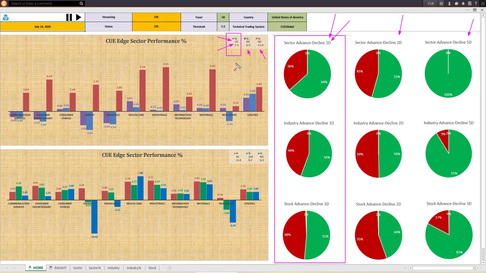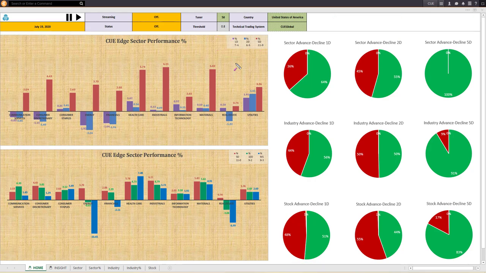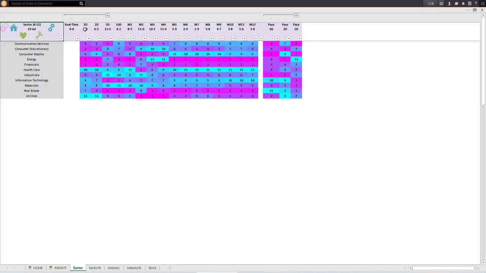I saw this to be pretty bullish on Friday, looking at the overall weekly picture and then Friday's picture. Then I click the sector icon to drill down from the home page to the sector level.